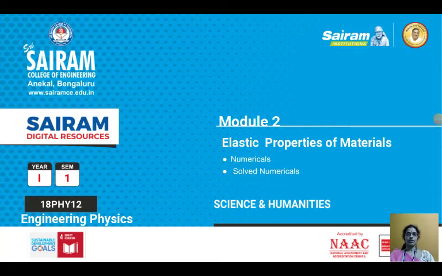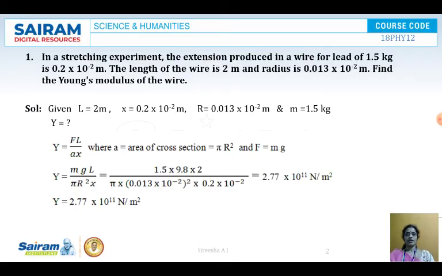Now here we are going to solve some numericals in module 2, which is nothing but elastic properties of materials. In a stretching experiment, the extension produced in a wire for a load of 1.5 kgs is 0.2 into 10 to the power of minus 2 meters. The length of the wire is 2 meters and the radius is 0.013 into 10 to the power of minus 2 meters. Find the Young's modulus of a wire.